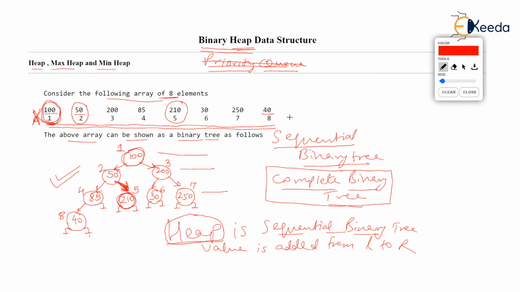But the ninth element is not there. Ninth element in the array is not there. Only the eighth element is there, isn't it? So fourth element 85 will have only a left child, 4 into 2, that is 8. Check that the eighth position is indeed the left child. 40 is the left child of 85. But the right child of 85, observe the cursor place, is missing because the ninth element was not present in the array.